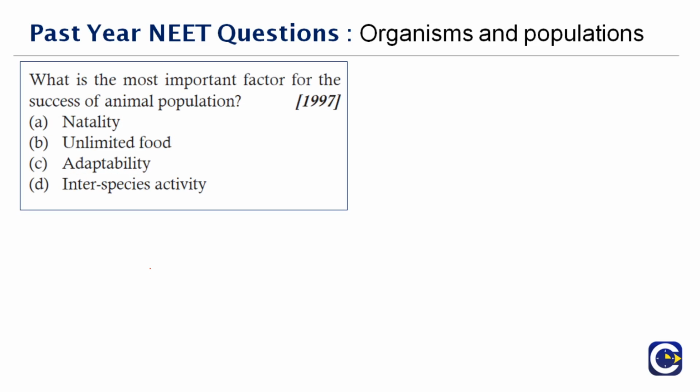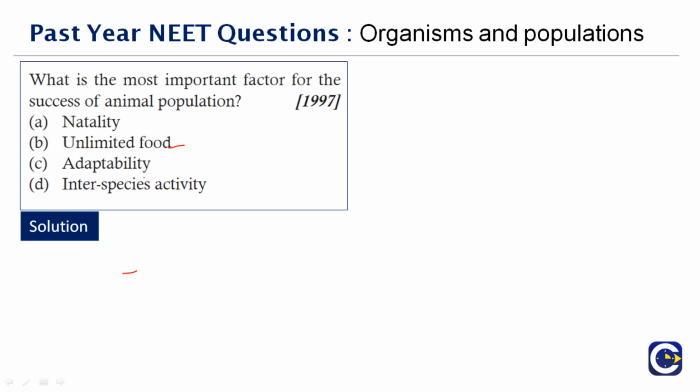Next question here. What is the most important factor for the success of animal population? This question was asked in the year 1997. Now let's discuss each option here. We have natality, unlimited food. Obviously it is not unlimited food, because if there is unlimited food, I'm sure there'll be more growth and all that. All that is fine. But the major thing that an animal requires is adaptability.